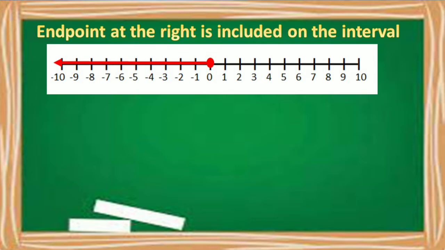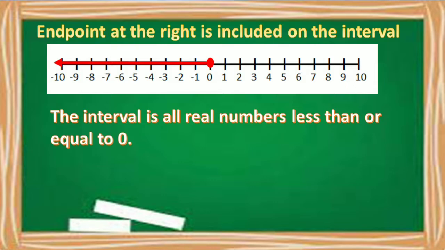Next, endpoint at the right is included on the interval. The interval is all real numbers less than or equal to 0. In symbol, I equals open parenthesis negative infinity, then 0 close bracket.